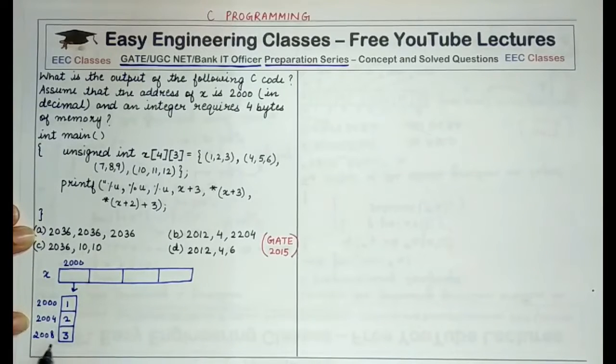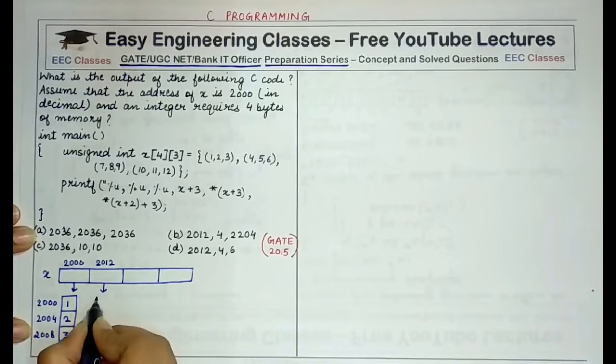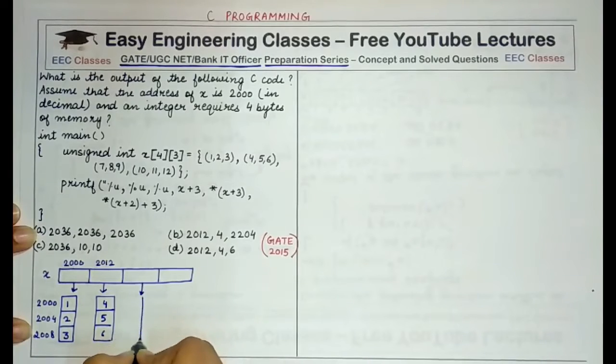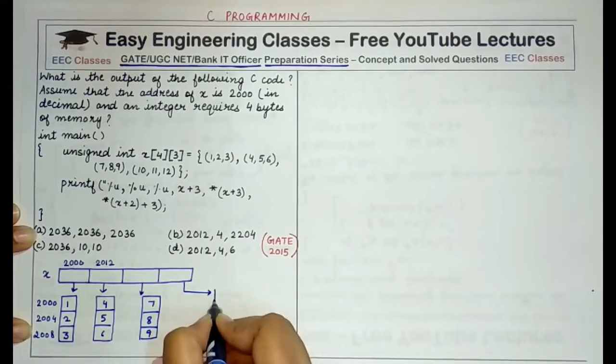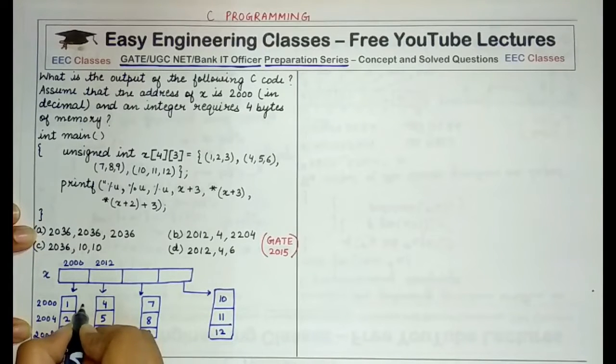Now since each integer is occupying 4 bytes, the second row would start at the address 2012. Similarly, if I draw the 1D array corresponding to this row, it would have 3 elements, 4, 5, 6, and then 7, 8, 9, and the next 3 elements that have been specified, which are 10, 11 and 12. So this was 2008, this address would be 2012, then plus 4, which is 2016, then plus 4, which is 2020.